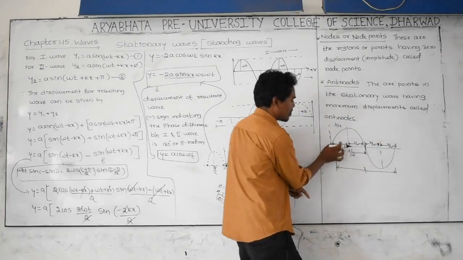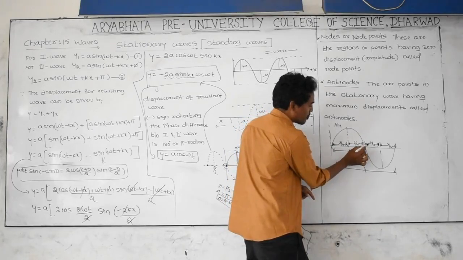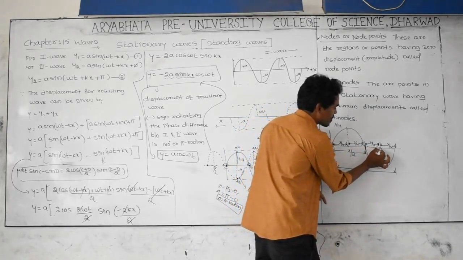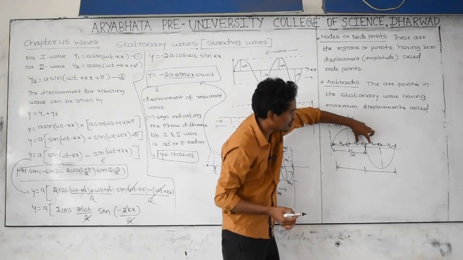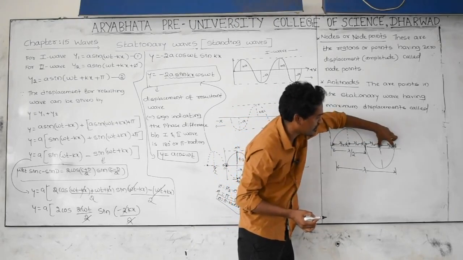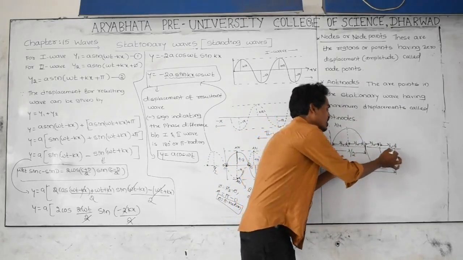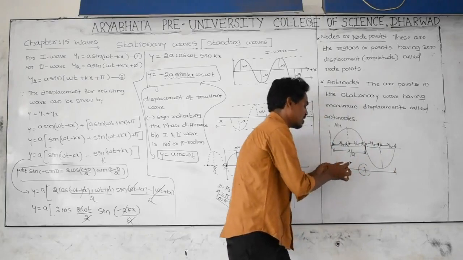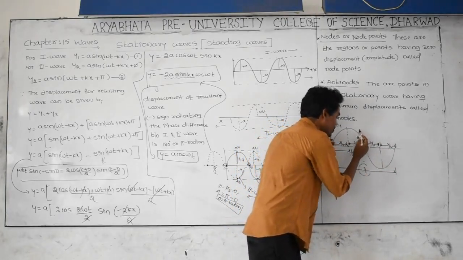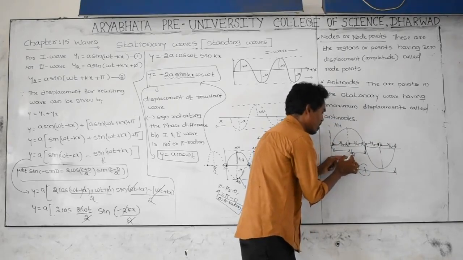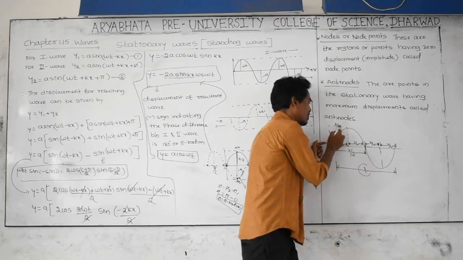If you add lambda by 4 plus lambda by 4 plus lambda by 4 plus lambda by 4, then you get one complete wave. Then the length of one complete wave is lambda. Lambda is the length of one complete wave. If you consider half of the wave, its wavelength is lambda by 2. Or if you consider a quarter part of the wave, its wavelength is lambda by 4.